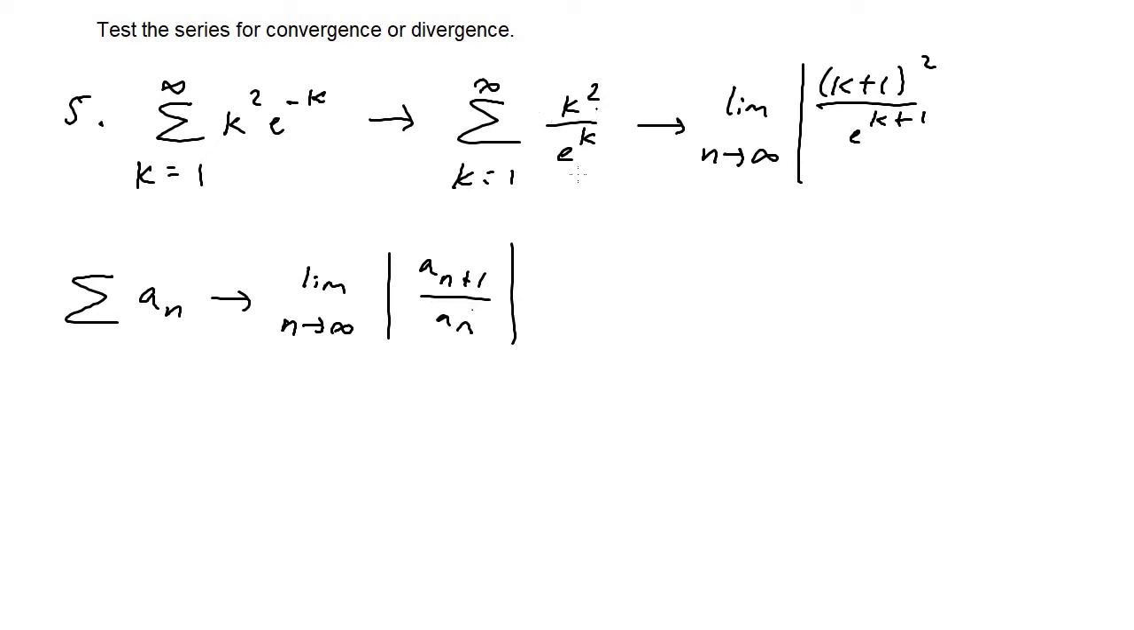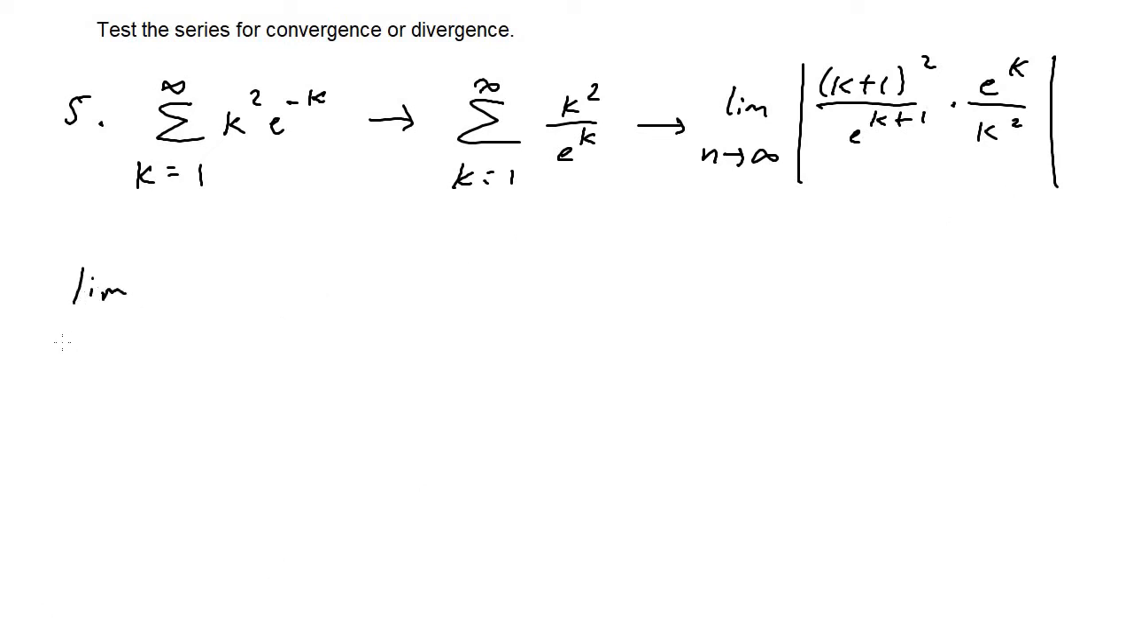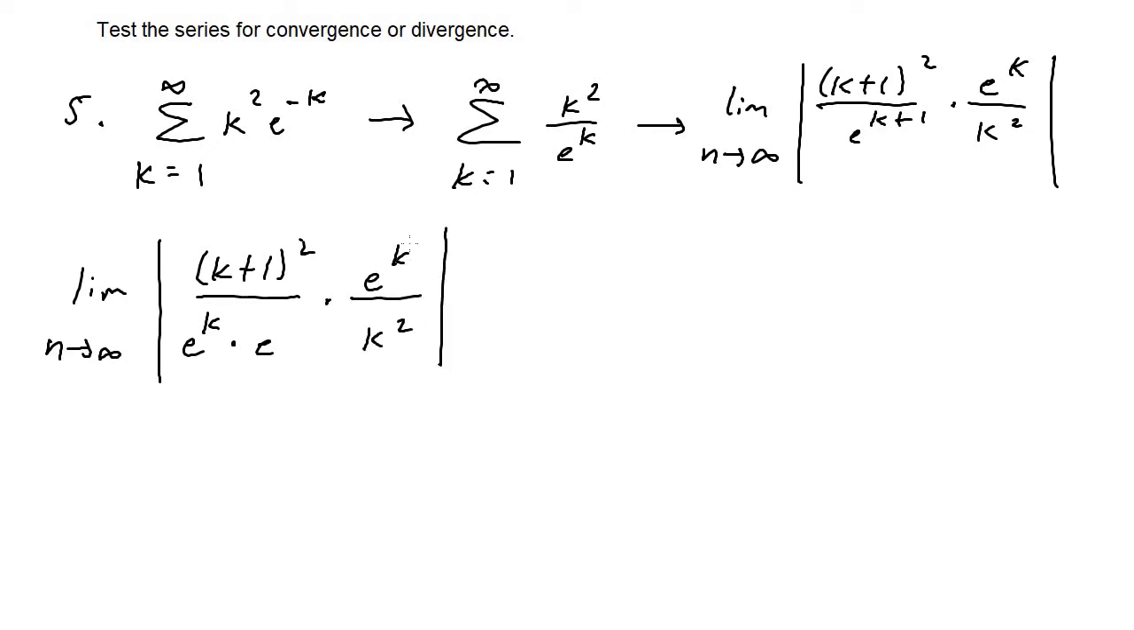Now dividing by k squared over e to the k is the same thing as multiplying by the reciprocal. So multiply by e to the k over k squared. So rewriting the limit here, the limit as n approaches infinity of the absolute value. Now k plus 1 squared, I'll just leave it as it is. So we have k plus 1 squared over, now e to the k plus 1, I'll separate that using properties of exponents to e to the k times e to the first, or just e. And then we have times e to the k over k squared. So realize in this case that e to the k's will cancel, and what we're left with is the limit as n approaches infinity of the absolute value of k plus 1 squared over e to the first times k squared.